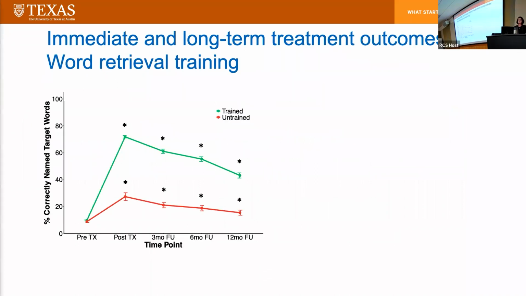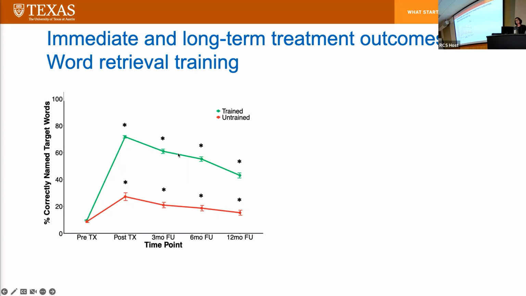So these are our trial outcomes to date. This is about 65 patients so far, and we're in the final stages of this particular trial. You can see their performance here at pre-treatment. They're working on words that are important to them. Some of those words we train, some of those words we don't train. And what you can see in green is that the words that we train get a lot better with treatment.